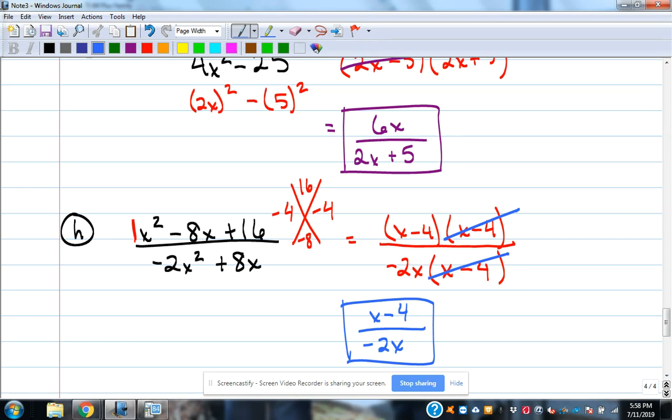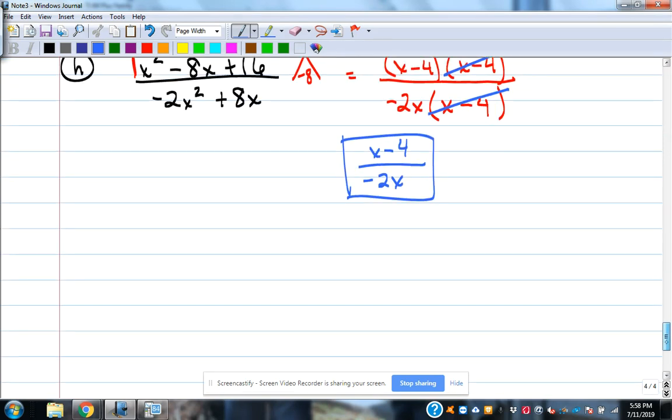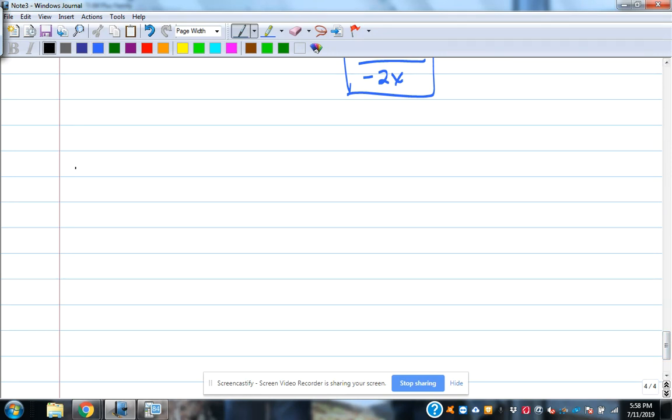Again, if it asks for the domain, you would set this denominator right here equal to 0. So you get 0 and 4 as the numbers that could not be in the domain for that. All right. Not bad. Okay. It's not terrible. It does require you to be able to factor, though. Yeah, that's the key. All right, so let's look at this one.